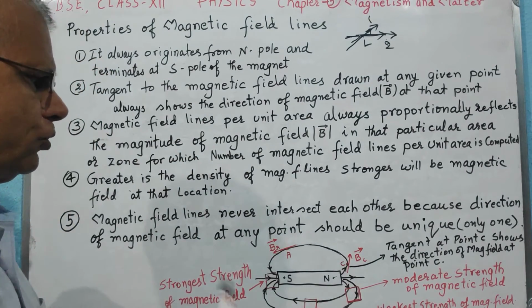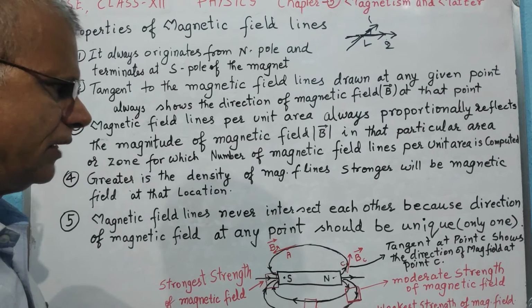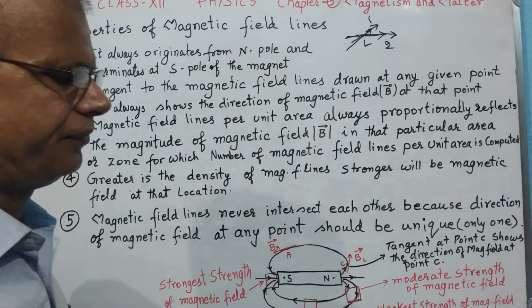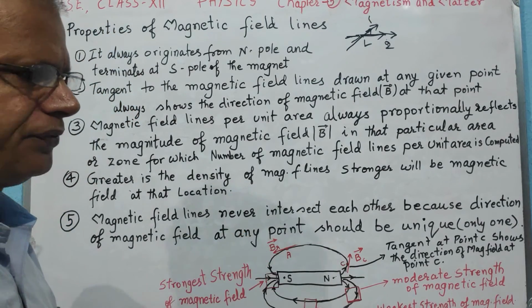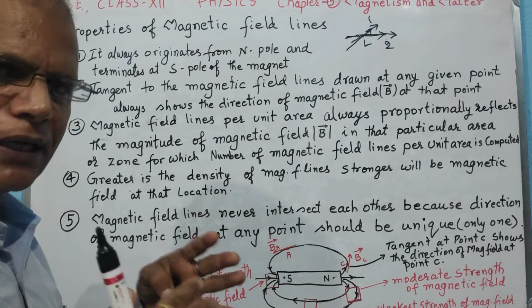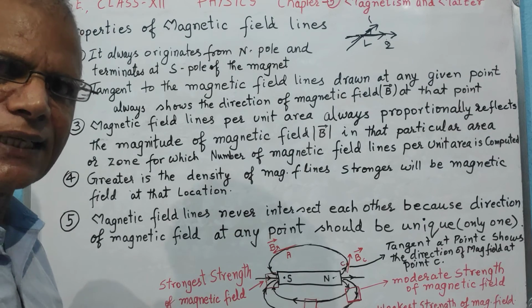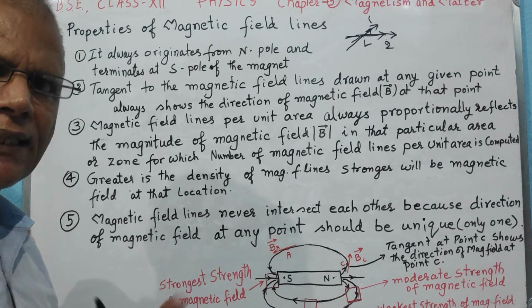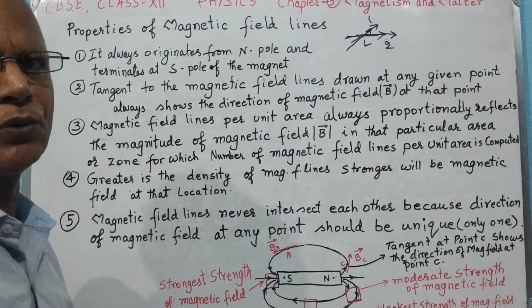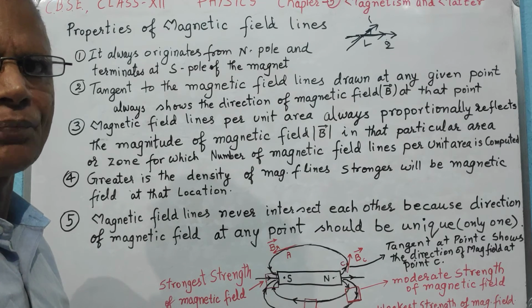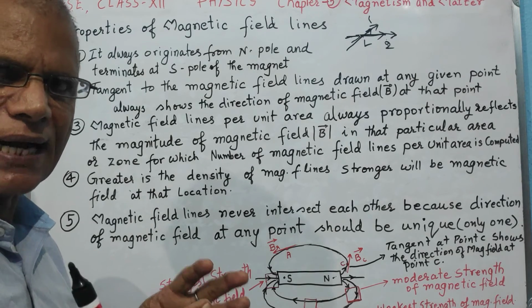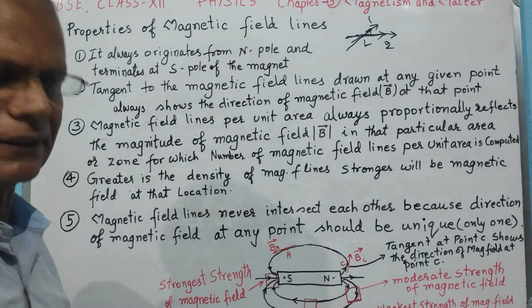So that means two magnetic field lines never intersect, and if we happen to have two magnetic fields superimposed in the same zone, then what happens? The resultant of those two magnetic fields will be there, and that will have only one direction.